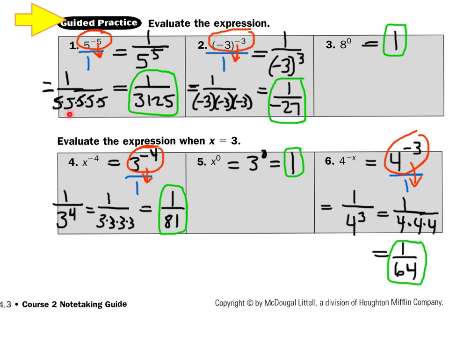And if you multiply that all out, which you should do in your note-taking guide, I got 1 over 3,125. Okay, take a look at number 2. See how it's negative 3 in parentheses. That means this parent is grumpy, okay? Sometimes parents get grumpy too. You know that. So this is negative 3, that's the parent, and negative 3, that's the baby.